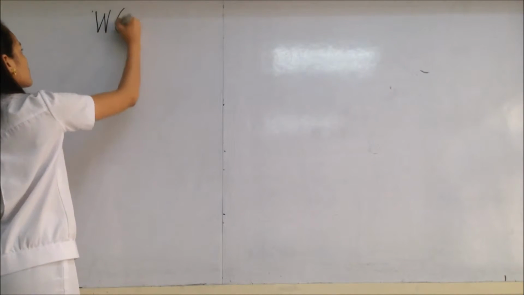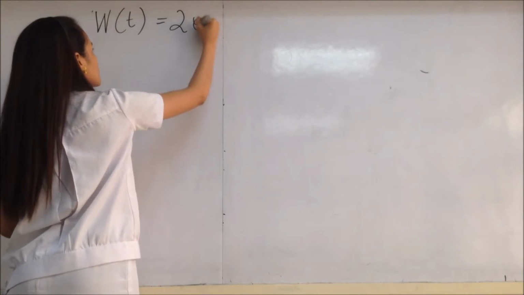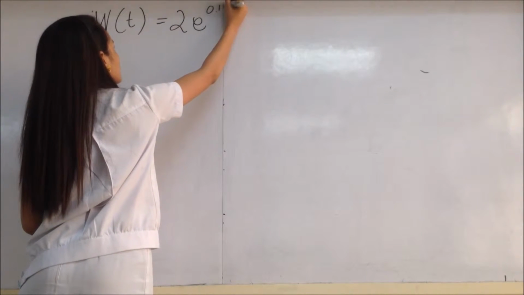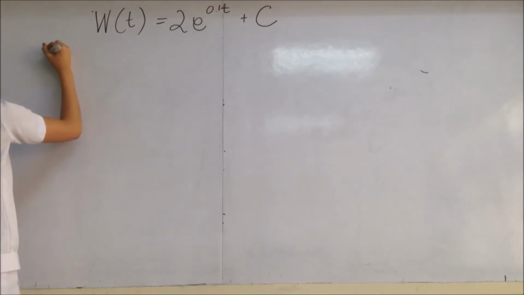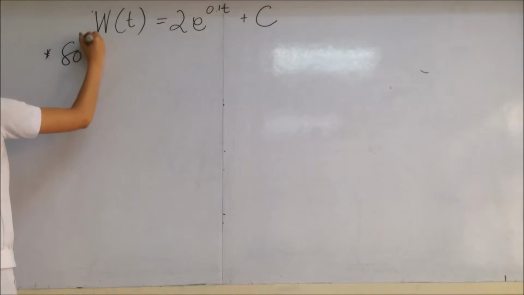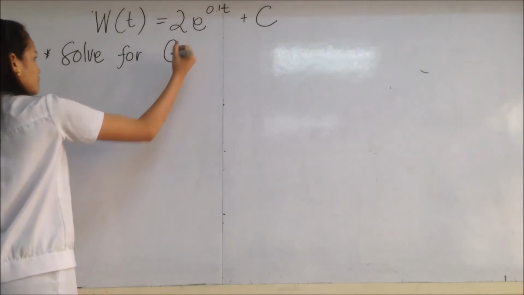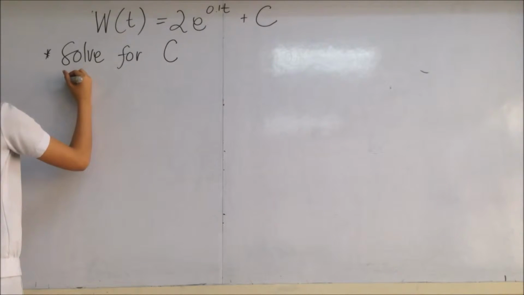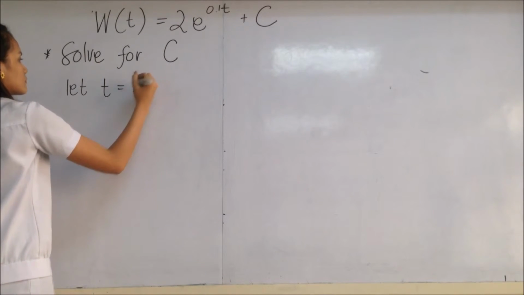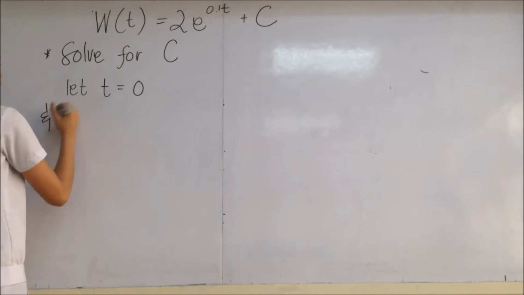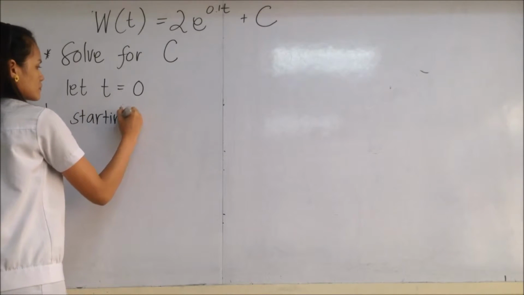So we have now the equation for W of t is equal to 2e raised to 0.1 t plus c. So what we have to do now is to solve for the value of c so that we will find the equation for W of t. What do we have to do? We let t be equal to 0 since that is the starting time, and based on the given, the starting weight of the yeast culture is equal to 2 grams.